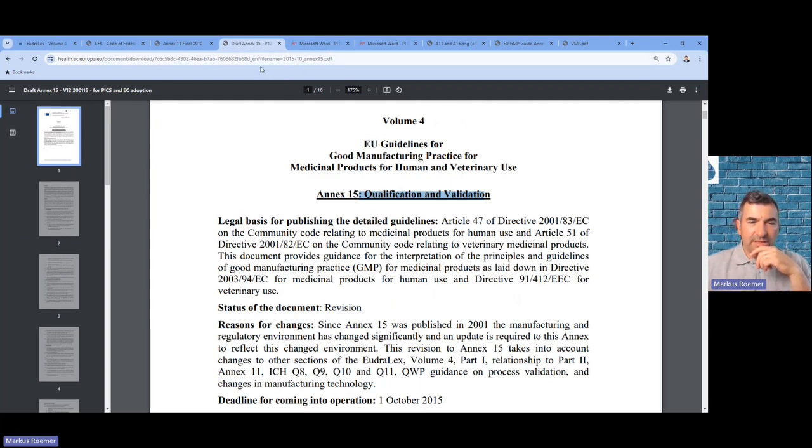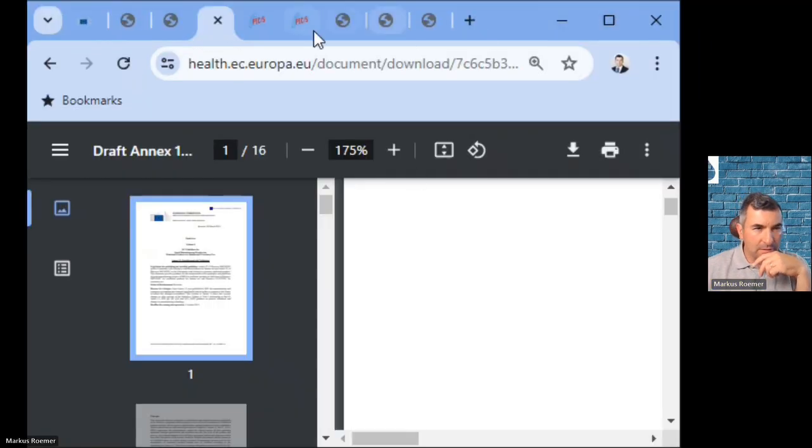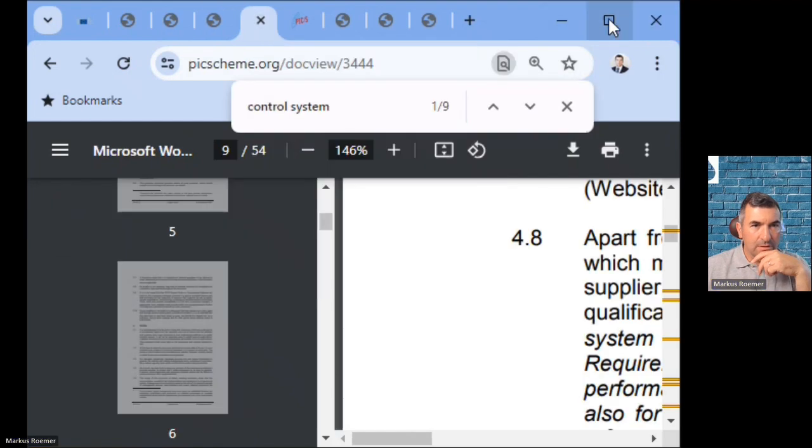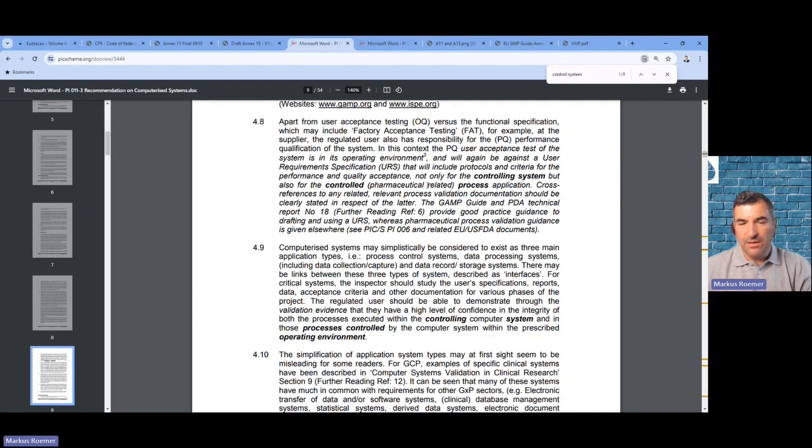Okay, so we go to the next step here. I should try to do it. Wait a second. It's not so easy with the new MS Teams. It's horrible. That's not good.